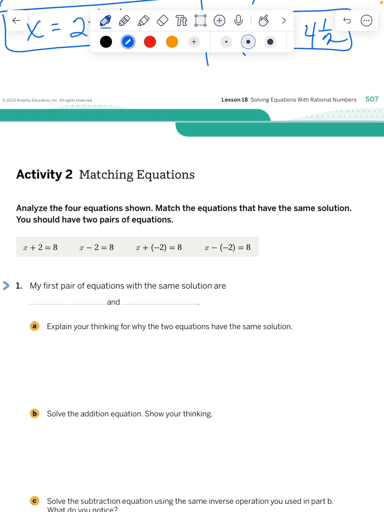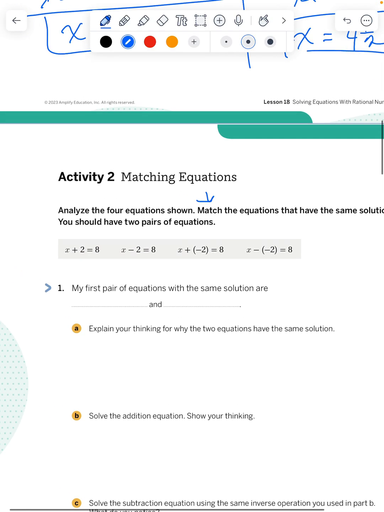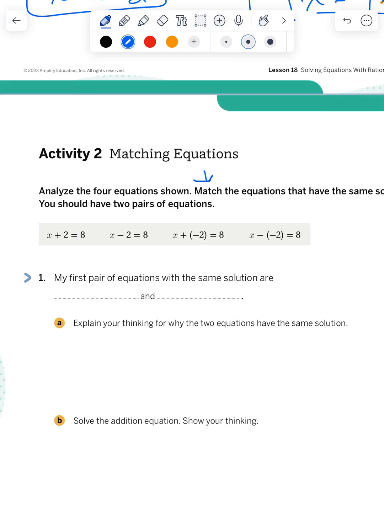Let's move to activity 2. It says analyze the 4 equations shown, and we're going to match the equations that have the same solution. You should have 2 pairs of equations. So take a look at those and think to yourself, which 2 equations are the same or we're matching? You should have 2 sets that are the same.